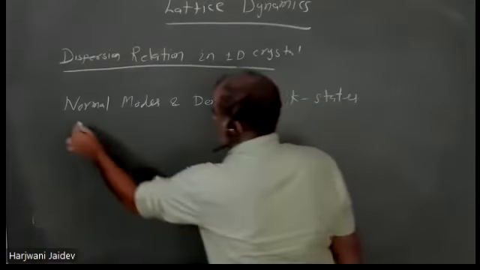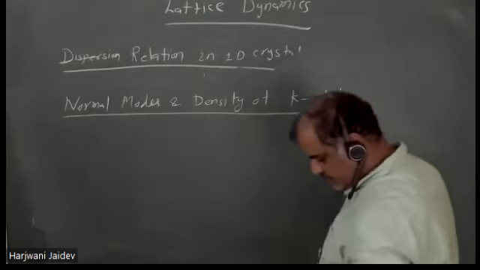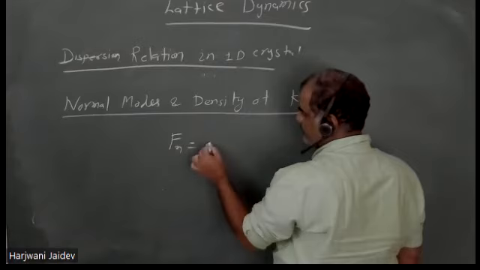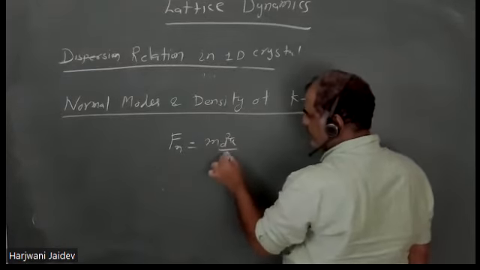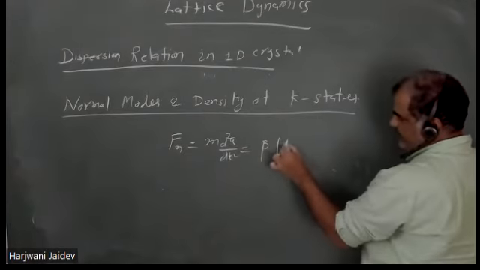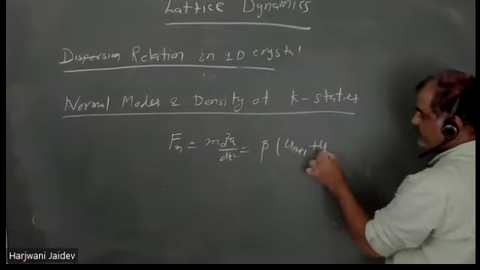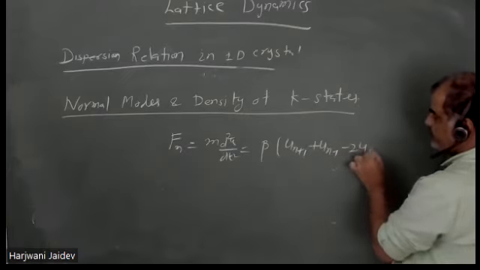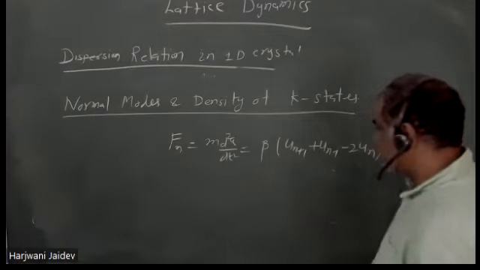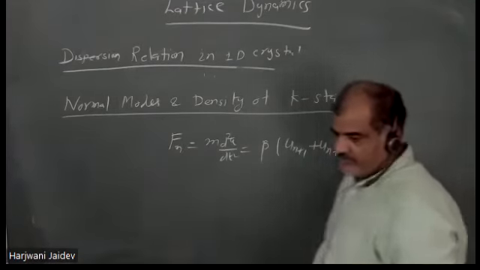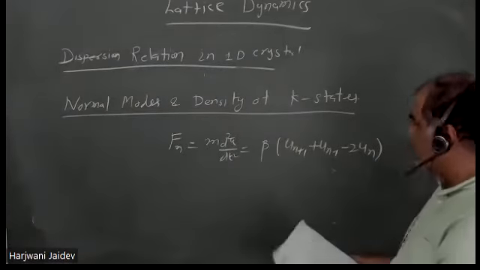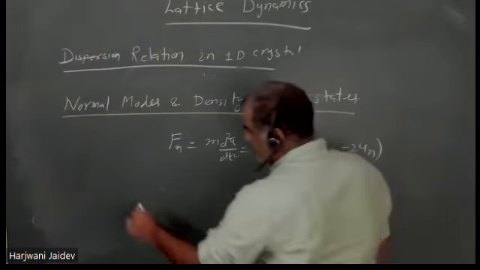So what are normal modes? We wrote the force equation: Fn equals m d²u/dt² equals beta times (un+1 + un-1 minus 2un). This was my equation, and we have solved it. So what is a mode? What is the definition of a mode? You can write the definition. Very important topic: how to calculate density of states.